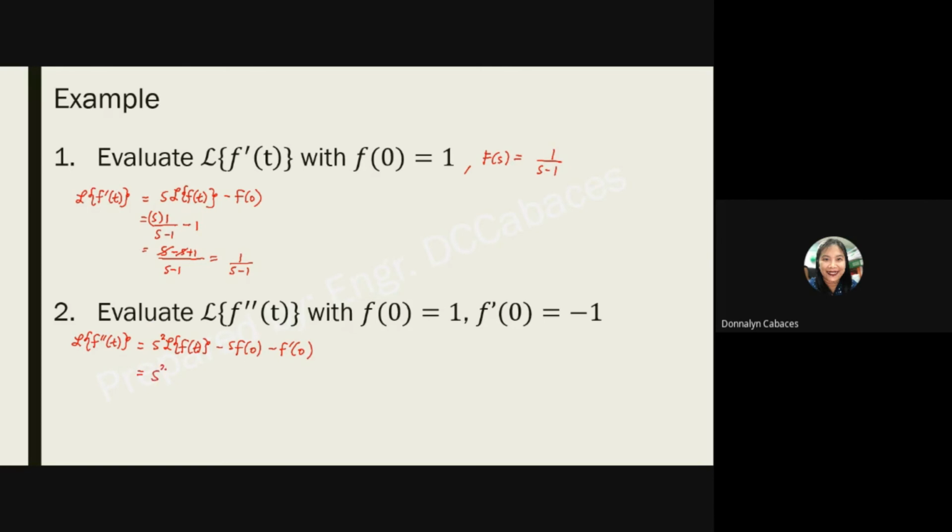So you have here your s squared, and depending on the given function of f of t, you can just have it f of s, which is equivalent to the Laplace of f of t, minus s, and then f of 0 is given to be 1, and our f prime of 0 is negative 1, so minus negative 1. And therefore, you have your Laplace transform of the second derivative as s squared times f of s minus s plus 1, depending on whatever function it is, or there are times, just like in example number 1, you are given already the f of s, which is 1 over s minus 1. So that is the transform of derivative. Later, we will be using this in our application. That would be for next meeting after discussing Laplace transform.